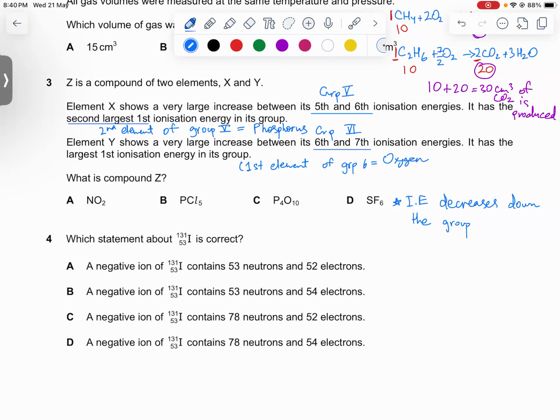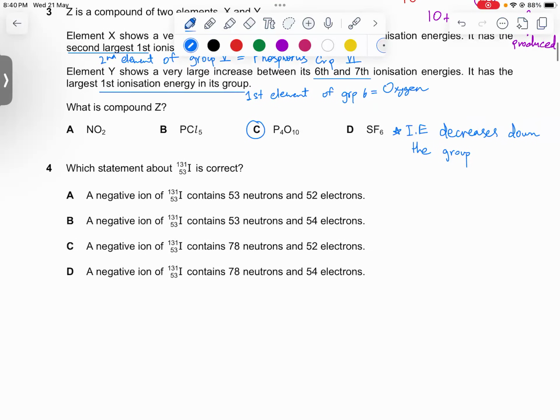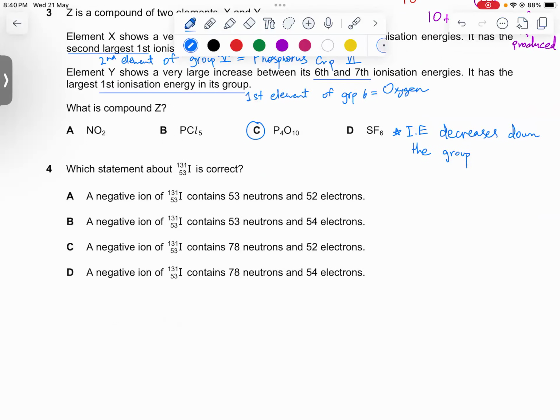So our compound should be made from phosphorus and oxygen, right? So what would be the answer? The answer would be C, P4O10. That is the only compound which has phosphorus and oxygen.